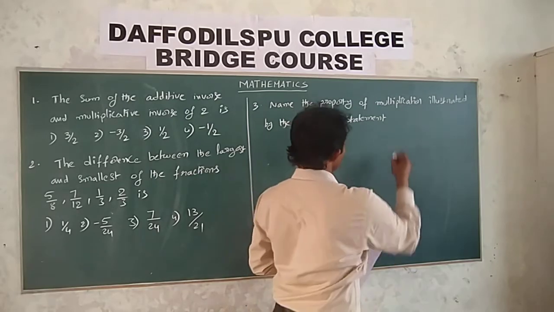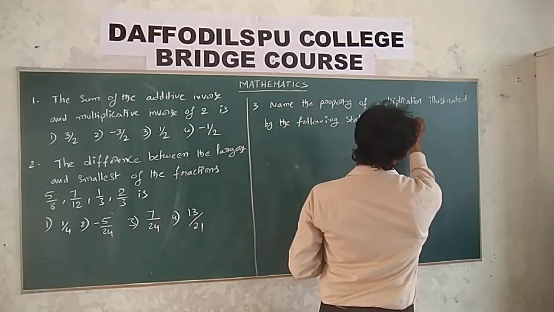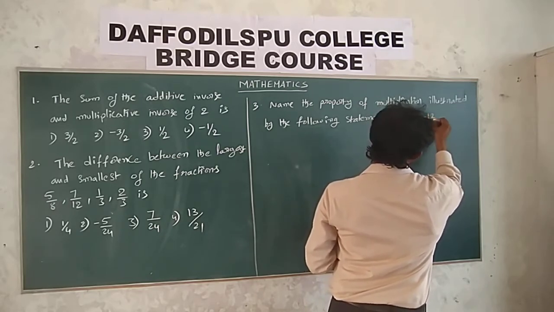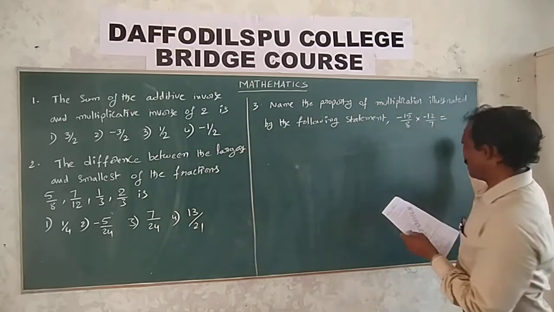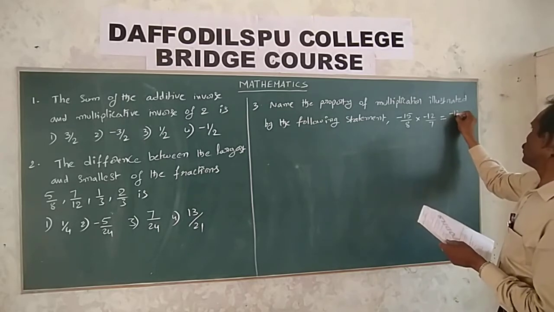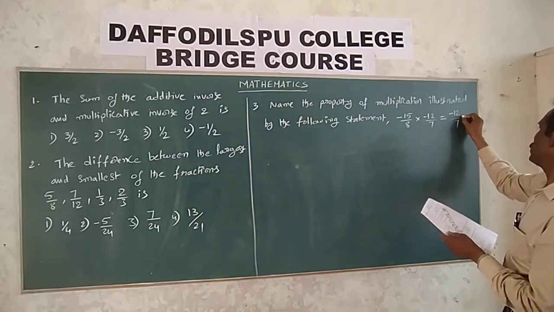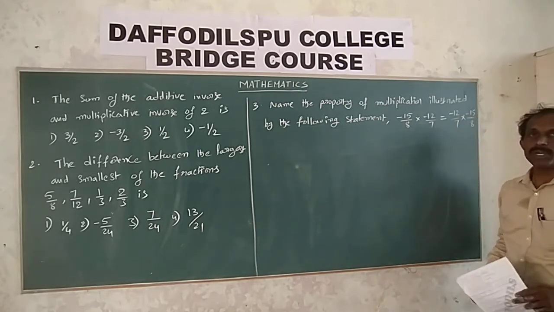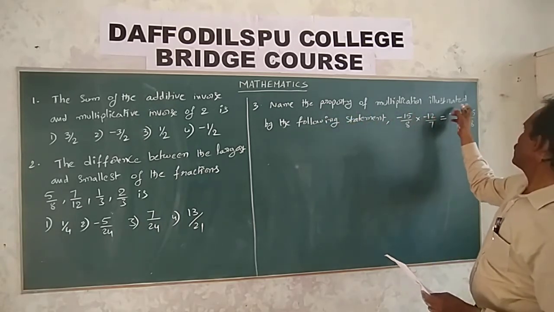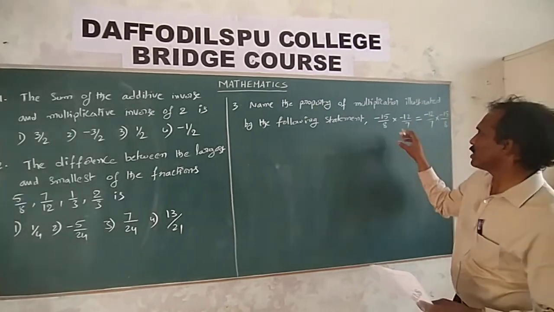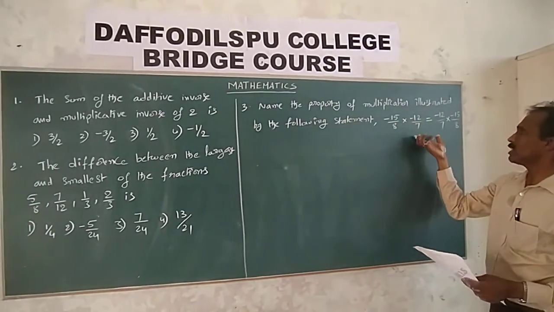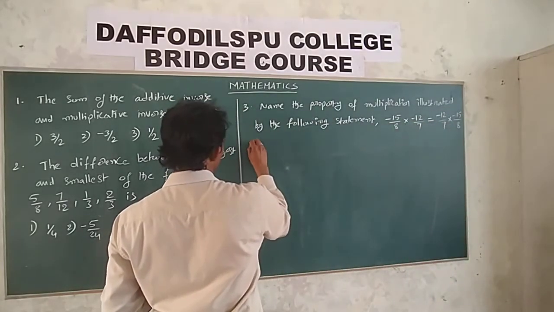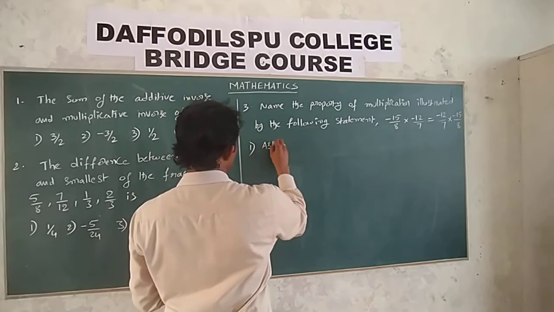By the following statements, that is minus 15 by 8 into minus 12 by 7 is equal to minus 12 by 7 into minus 15 by 8. Already discussed, now only multiplicative properties. Name the property of multiplication illustrated by the following statement. So which property satisfies this statement? The first option is associative.